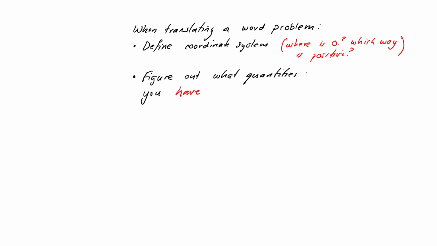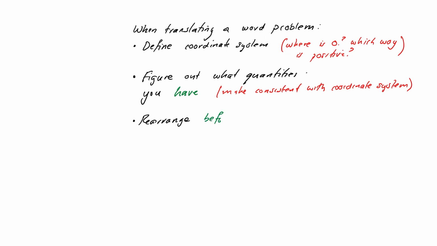You then need to figure out which quantities you have and make sure that you give them plus or negative signs depending on which direction they're pointing in. So once you've set up your axis, make sure that a positive velocity corresponds to motion along it in the positive direction, etc. Then once you've chosen your formula, rearrange it before you insert any numerical values and only round your results at the very end.